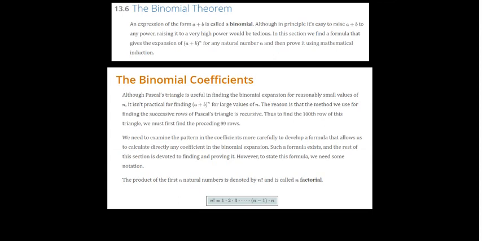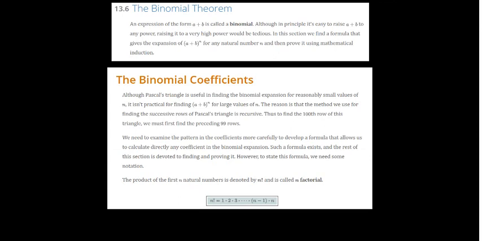Alright, so the binomial coefficients. Although Pascal's triangle is useful in finding binomial expansion for reasonably small values of n, it isn't practical for finding a plus b raised to the nth power for large values of n, right? The reason is that the method we use for finding the successive rows of Pascal's triangle is recursive. Thus, to find the 100th row of the triangle, we must first find the preceding 99 rows. And that sounds like a job, right?